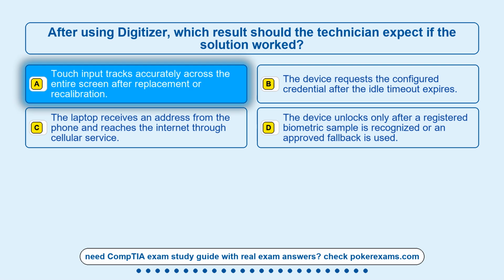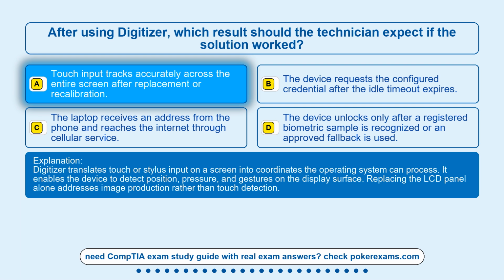The correct answer is option A. Touch input tracks accurately across the entire screen after replacement or recalibration. Digitizer translates touch or stylus input on a screen into coordinates the operating system can process. It enables the device to detect position, pressure, and gestures on the display surface. Replacing the LCD panel alone addresses image production rather than touch detection.